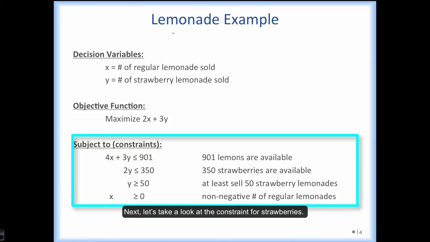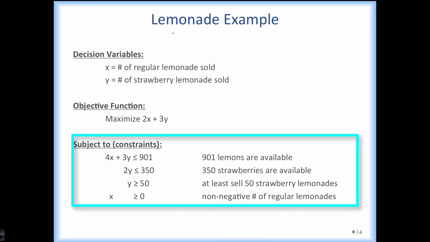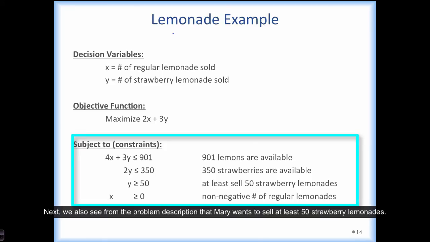Next, let's take a look at the constraint for strawberries. There are 350 strawberries available daily. Each cup of strawberry lemonade requires 2 strawberries. Therefore, Mary will use 2y strawberries per day, and this quantity should not be more than 350. The constraint for strawberries will be 2y less than or equal to 350. And we also see from the problem description that Mary wants to sell at least 50 strawberry lemonades. Therefore, there is a constraint such that y is greater than or equal to 50.